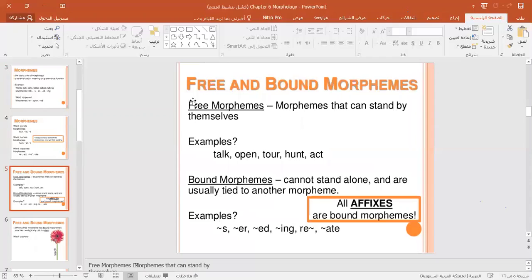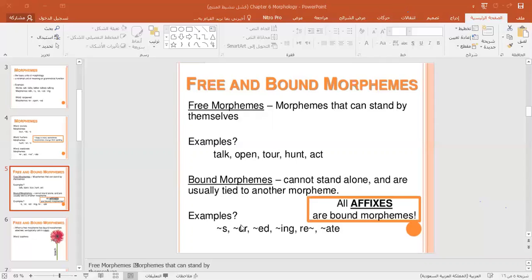So morphemes can be either free or bound. A morpheme that can stand by itself is called free, but a morpheme that cannot stand alone is called what? Bound. Here we have talk, open, tour, hunt, act. All these are free morphemes. But when you have the s, if I say talks, the s here is, sorry, the third person singular s.